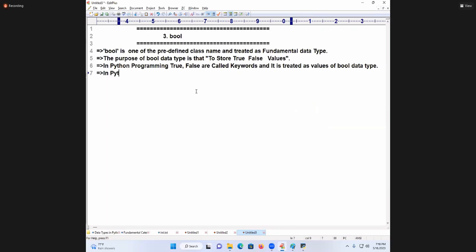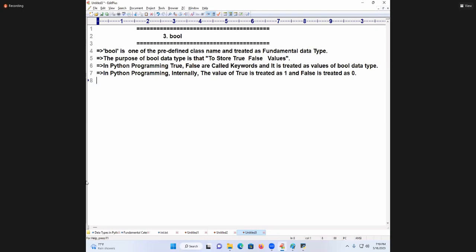Now I am going to continue. In Python programming, I am writing a very important statement. In Python programming, internally, the value of True is treated as 1. And False is treated as 0. Treated as what? 0. Right.